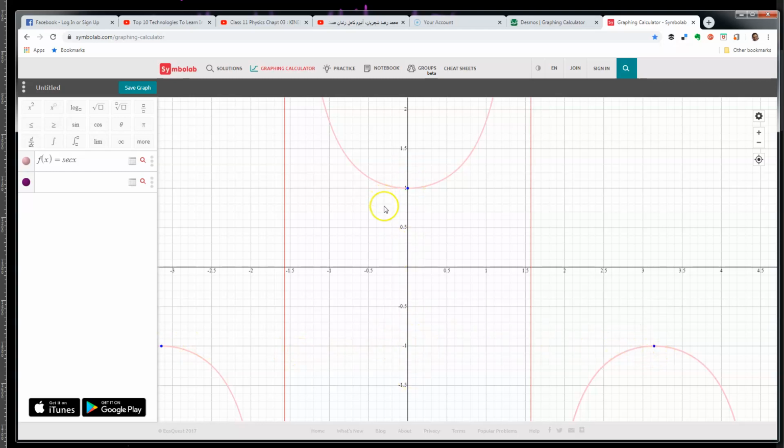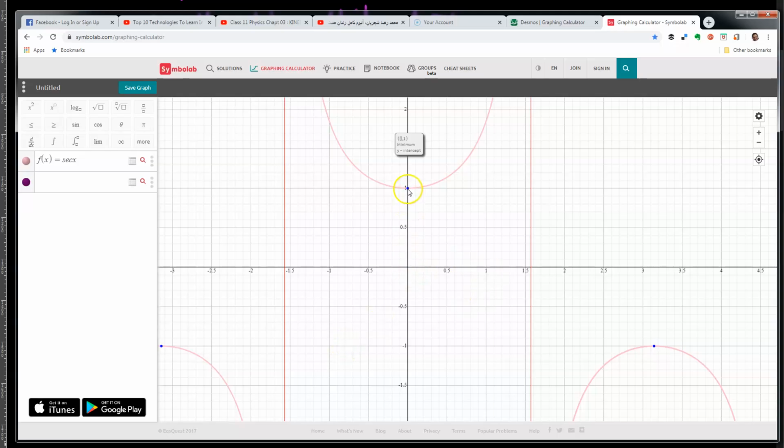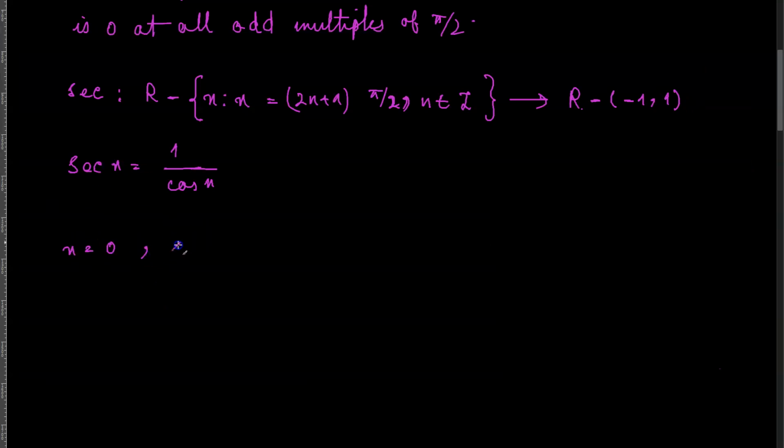The reason why the function is behaving this way, meaning that it's creating no outputs between -1 and +1, is that secant x is equal to 1 over cos x, right? Now if x is equal to 0, which is this point over here, the output of the function is 1. So at x equal to 0, secant of 0 is equal to 1 over cos 0, and cos 0 is equal to 1. So 1 over 1 is equal to 1, and that's the reason why the function has an ordered pair (0, 1) at this point over here.